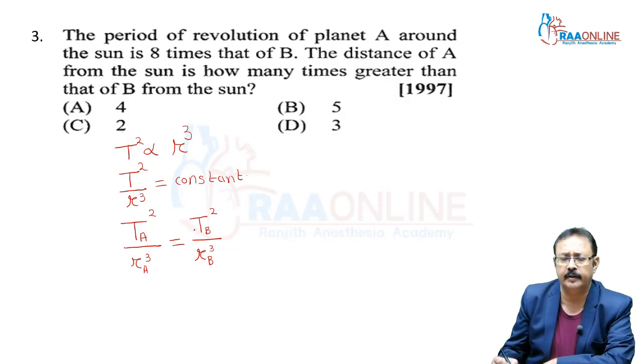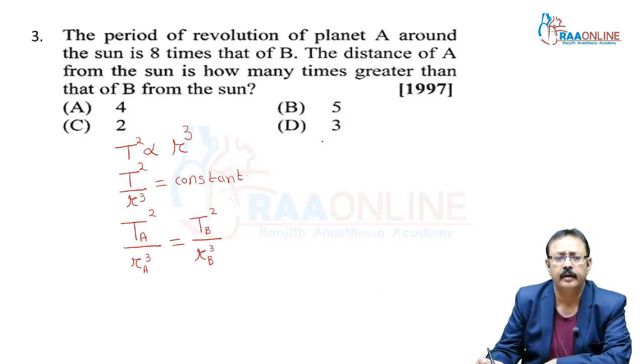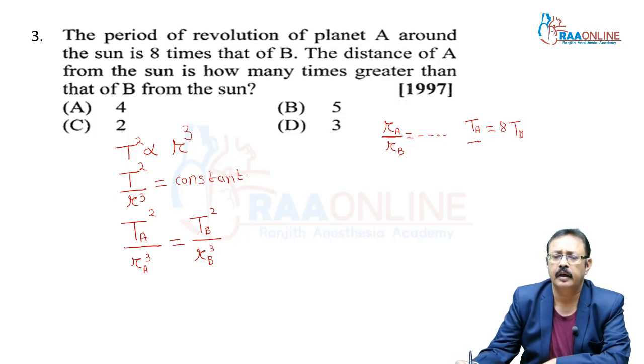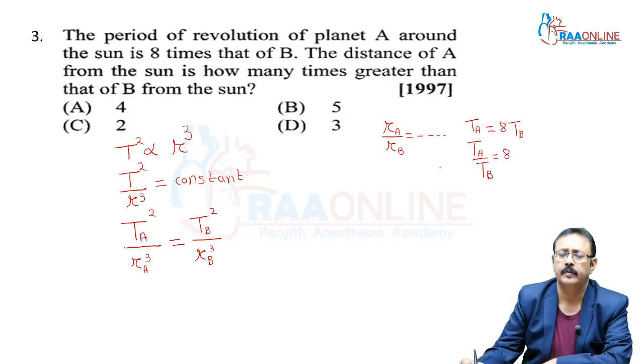What we want to calculate? The distance of A is how many times greater than that of B? Means we want to calculate RA upon RB. What is given? The time period of revolution of planet A is 8 times that of planet B. It means TA by TB should be 8.